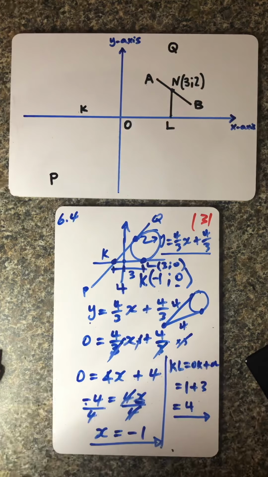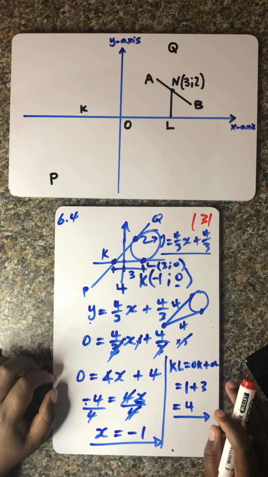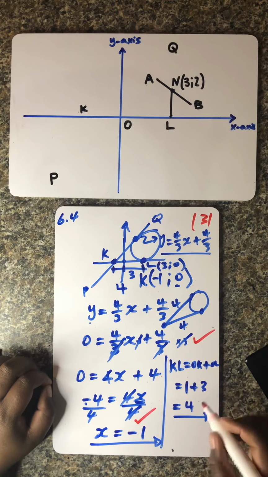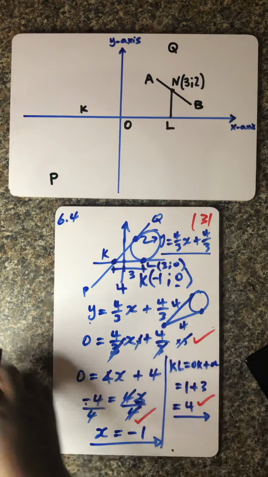Okay, so in terms of allocating the marks, ladies and gentlemen, remember this is allocated 3 marks. For you to equate this to 0, we give you a mark. For that x value, we give you a mark. And for your final answer, we give you a mark. So ladies and gentlemen, this is how you score your marks. It is very, very important that you fully understand what I'm explaining to you.